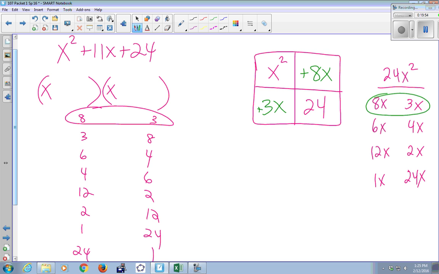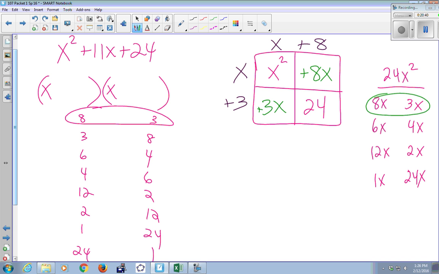Then from the top row, you factor out the GCF. What's the greatest common factor of x squared and 8x? X. Good. Okay, and then you say, x times what gives you x squared? X times what gives you 8x? 8, positive 8. And then x times what gives you 3x? Positive 3. And now we have x plus 8, x plus 3 show up on the sides of our box.